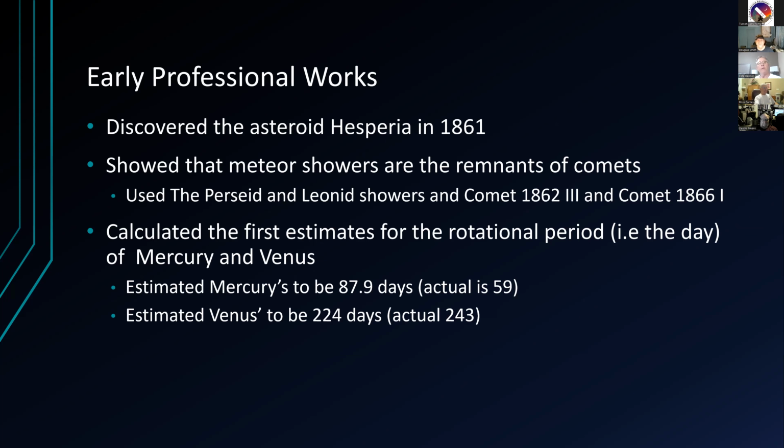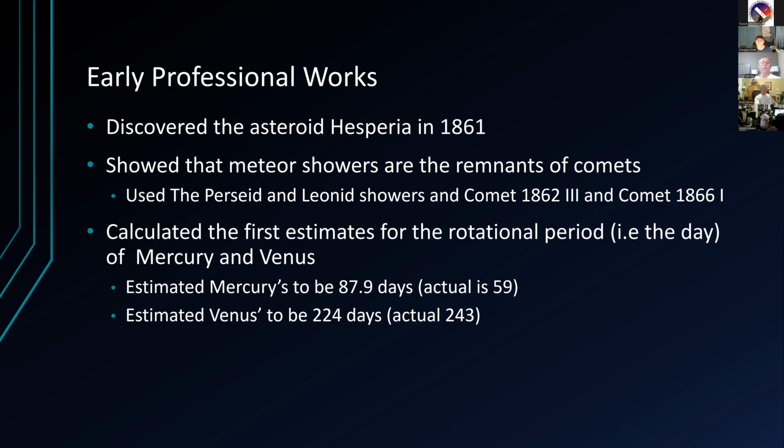Some other notable works he did: he was one of the first people to show that meteor showers were the remnants of comet trails. He used what we now recognize as the Perseid and Leonid showers, which originated from what was then documented as the comet of 1862-3 and 1866-1, and showed that those 2 comets were directly correlated with the meteor showers and their after effects.